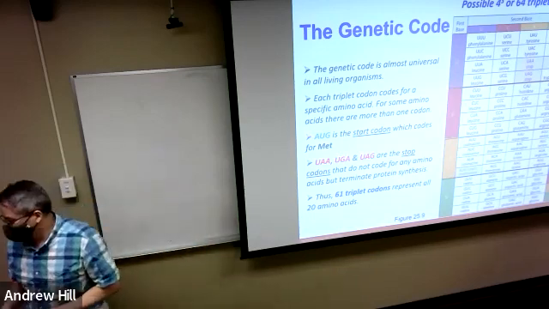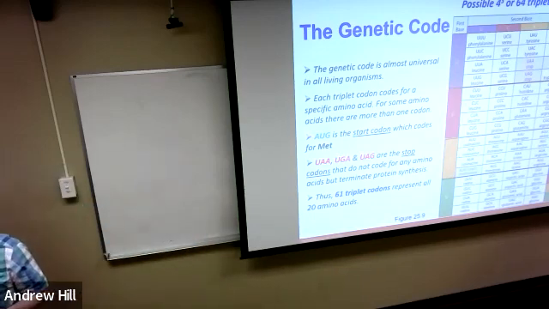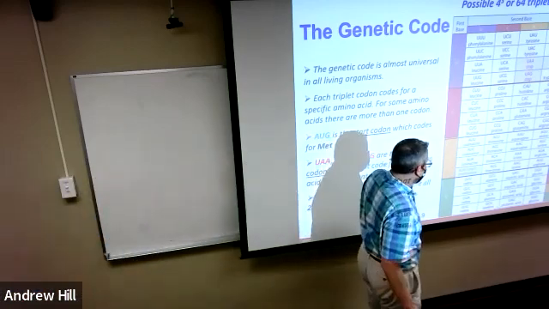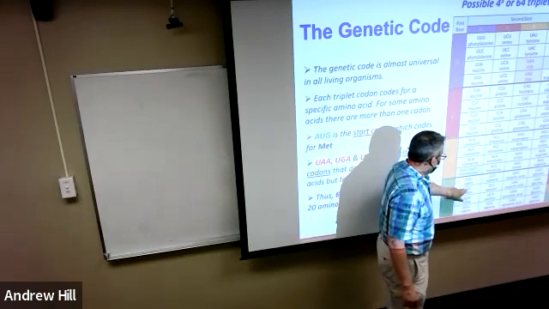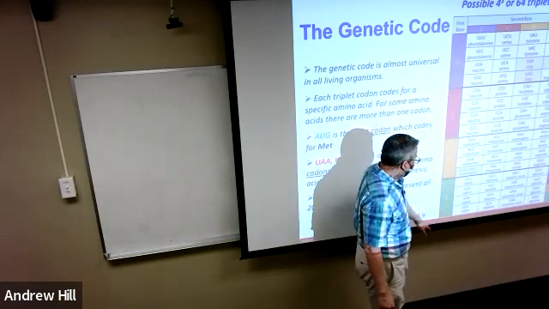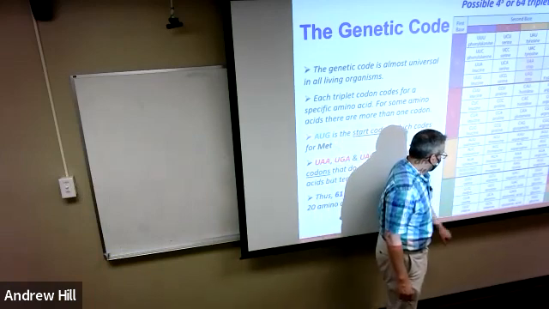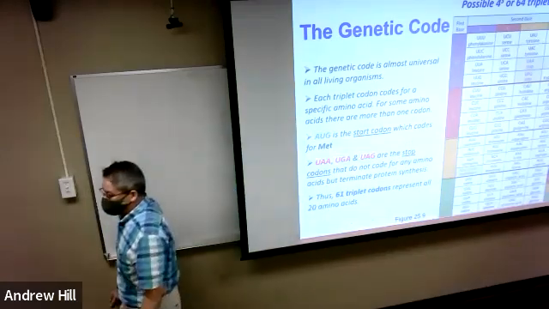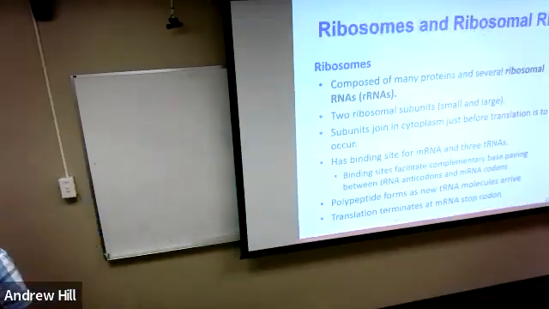And there's a bunch of other possibilities here, like you can see. Let's do another one. Here's valine down here. GUU, so guanine uracil uracil. Well, you can have guanine uracil cytosine, and you still have valine, right? So it wouldn't make any change, even though you swapped out one base for another.